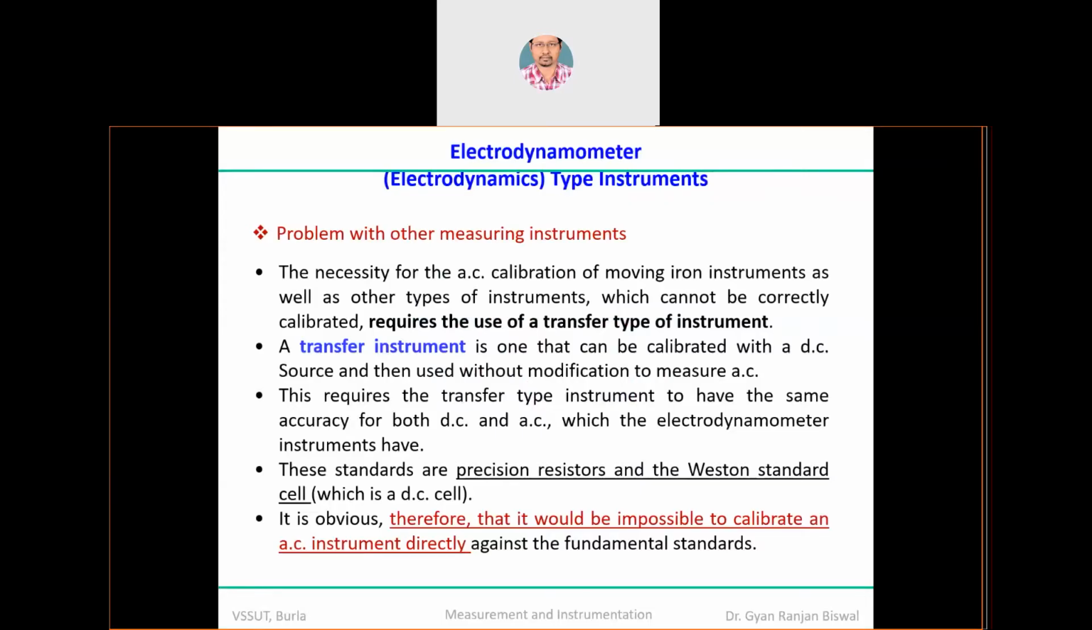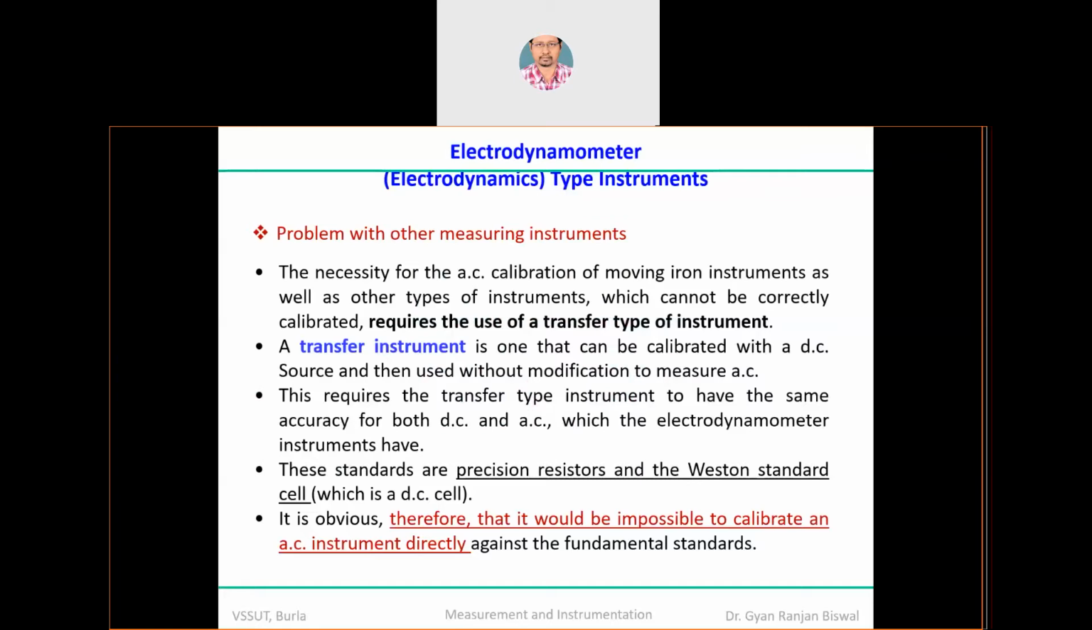So now today we are going to continue our discussion with the next topic, that is the electrodynamometer, or sometimes it is also known as electrodynamics type instruments. This is another class of electromechanical indicating instruments.